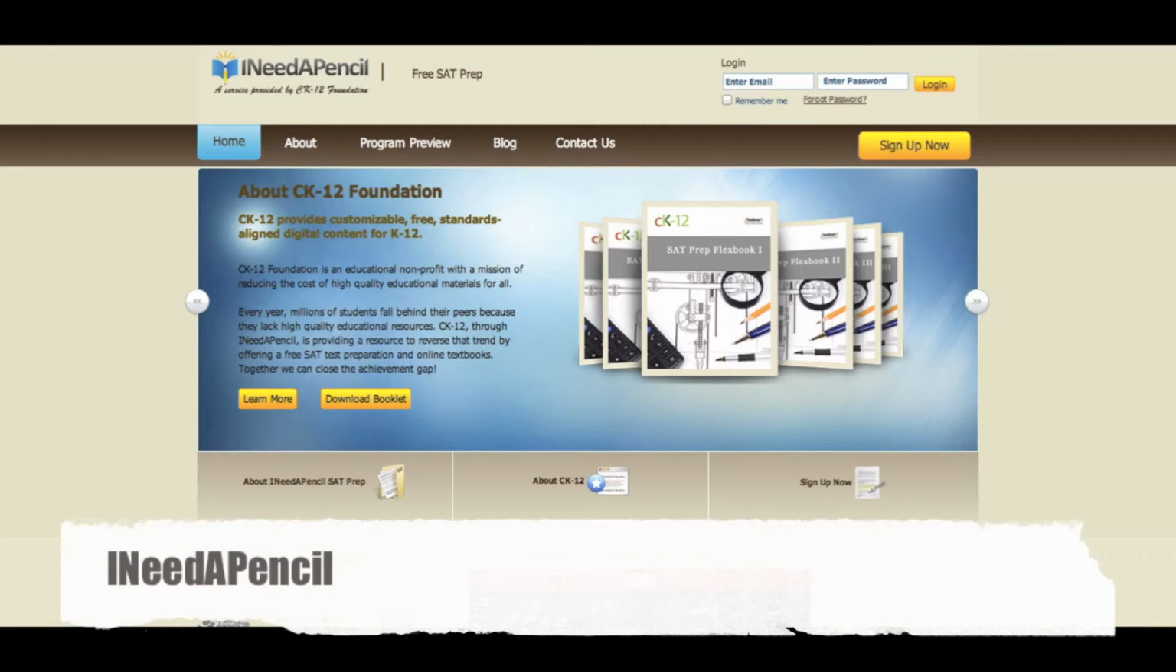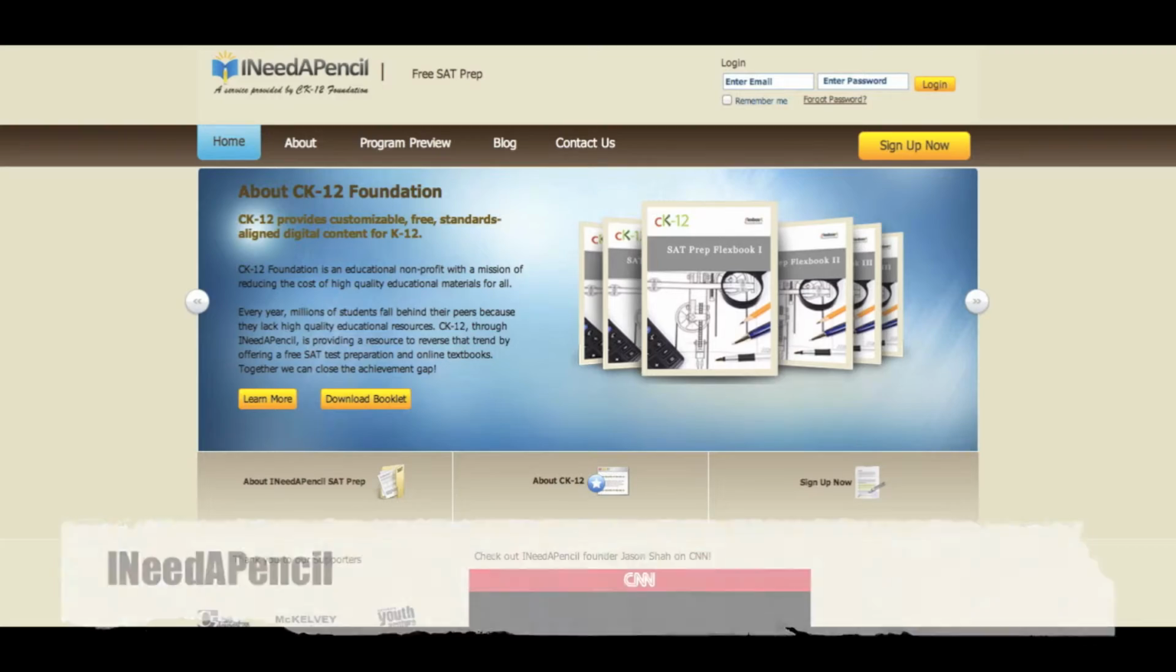At the high school level, we are preparing students to take college entrance exams, such as the SAT. One website that is a great resource for students is called I Need a Pencil. There are over 60 tutorials that guide students in preparing for the test. In addition, there are questions that students can answer and receive feedback on.